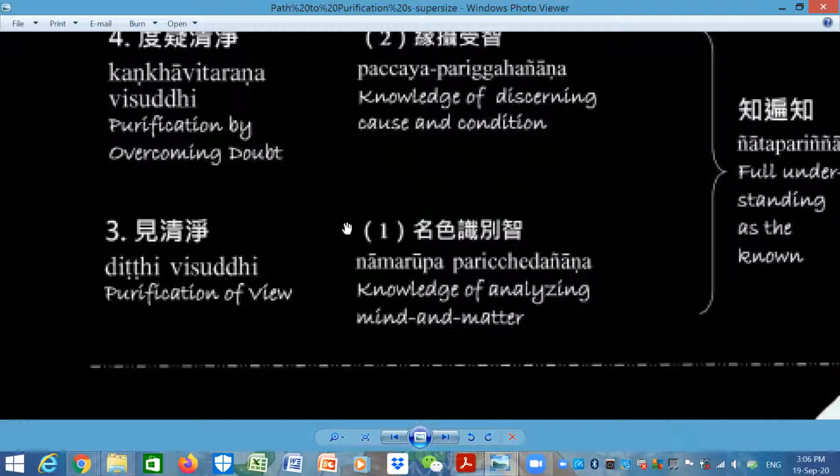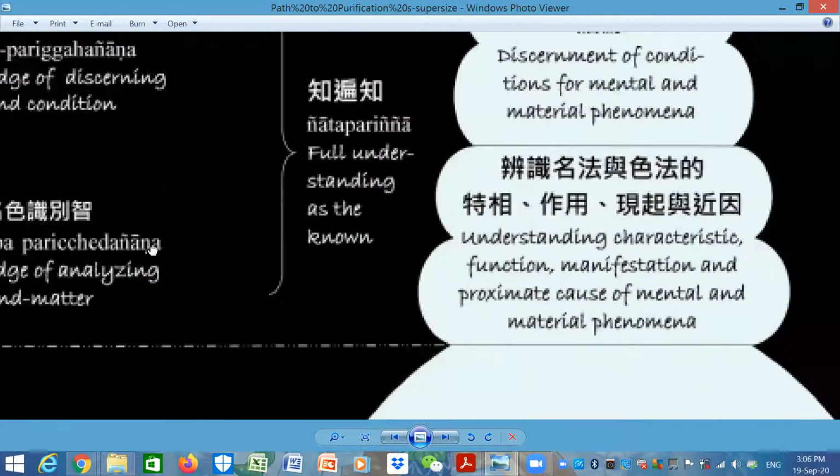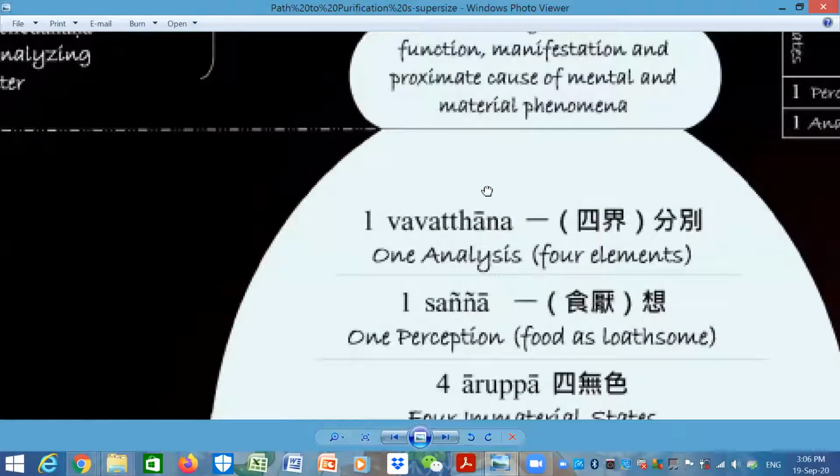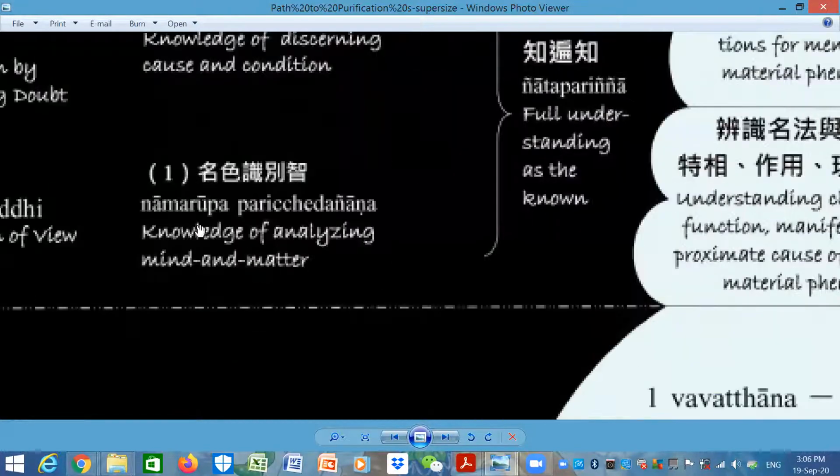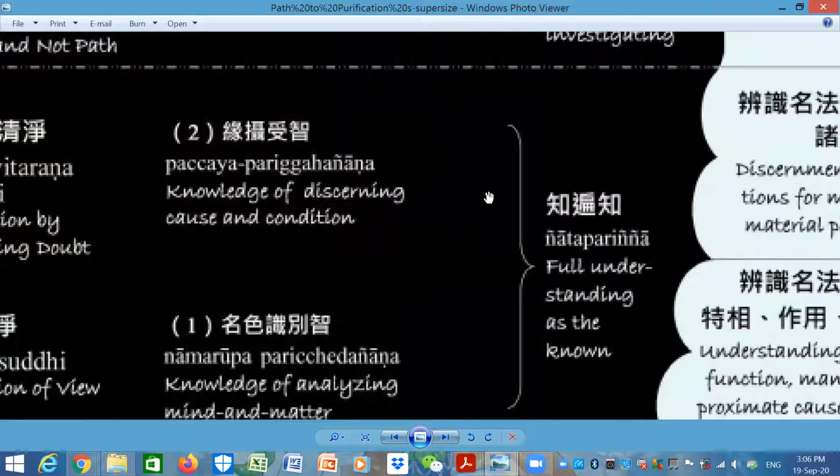So once you use this method, even though you cannot attain the jhana, once you go to the Vipassana, you will claim exemption from doing this. It's not necessary for you to analyze matter again, but you just analyze the mind. Once you finish analyzing the mind, you will go up to discerning cause and condition.